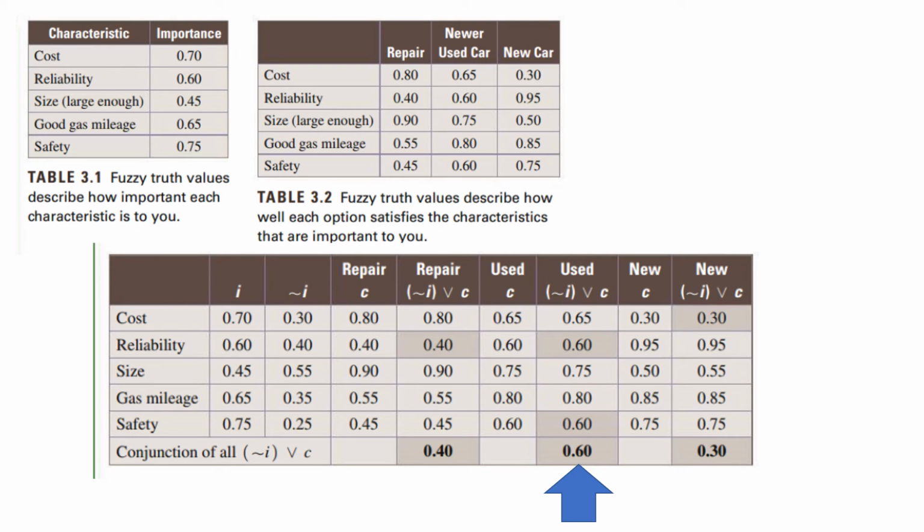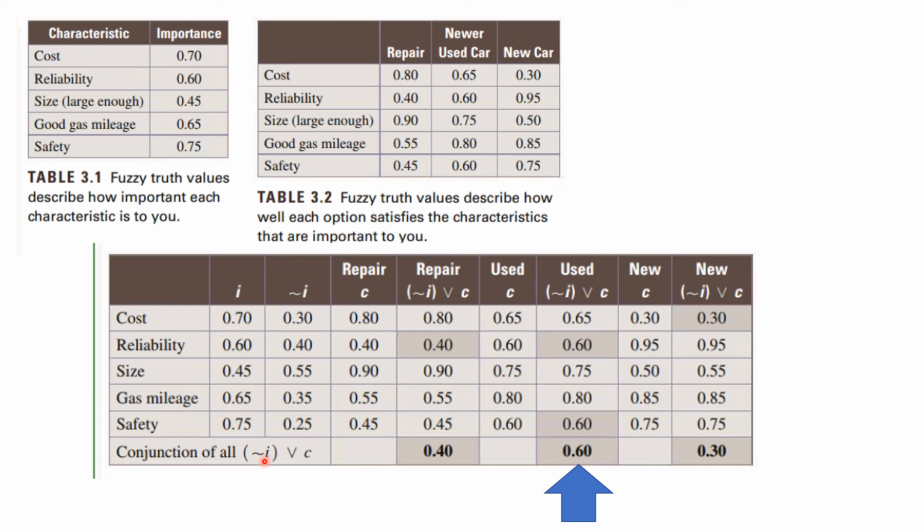Let's look at one final example where we actually use this in decision making. Suppose you were trying to decide to either repair your car, buy a newer used car, or buy a new car. You were interested in cost, reliability, size, good gas mileage, and safety. Those were your considerations, but they were not equally important to you. The importances were 70%, 60%, 45%, 65%, and 75%. So you can use this in decision making.